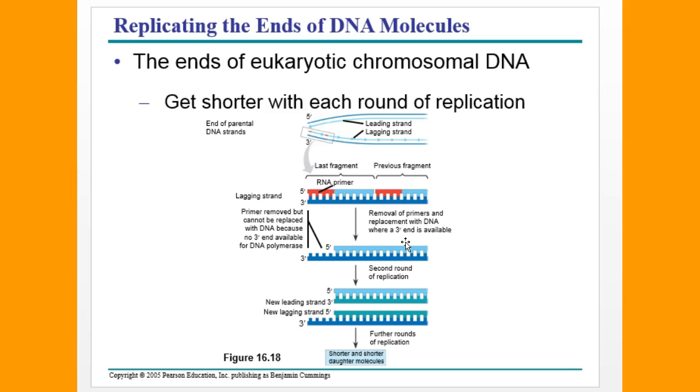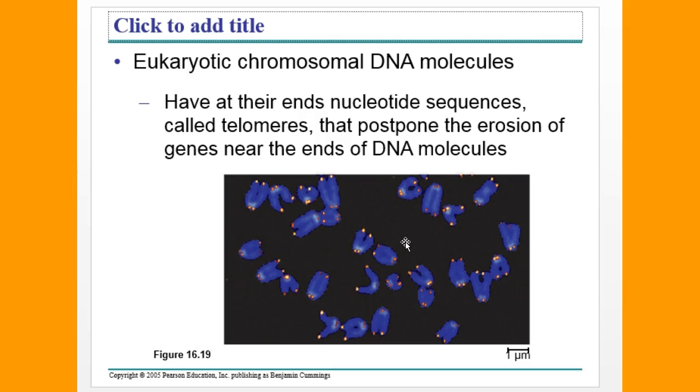In the second round of replication, you have a new leading and lagging strand, but again, the primer is removed and cannot be replaced because of the direction of replication. So your leading and lagging strands are getting shorter and shorter through the further rounds of replication.